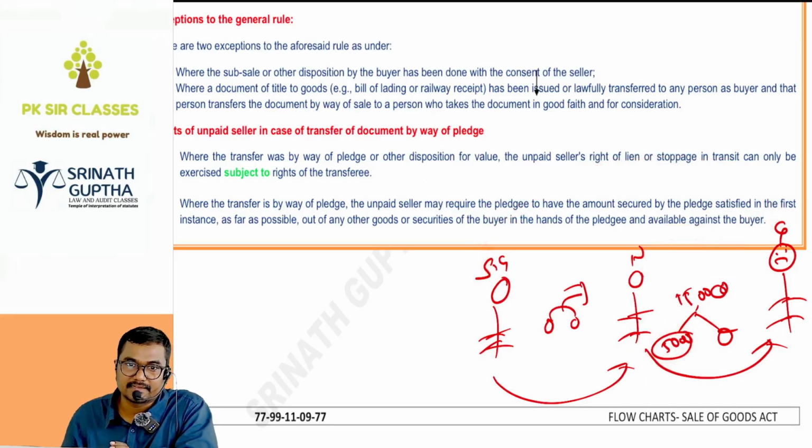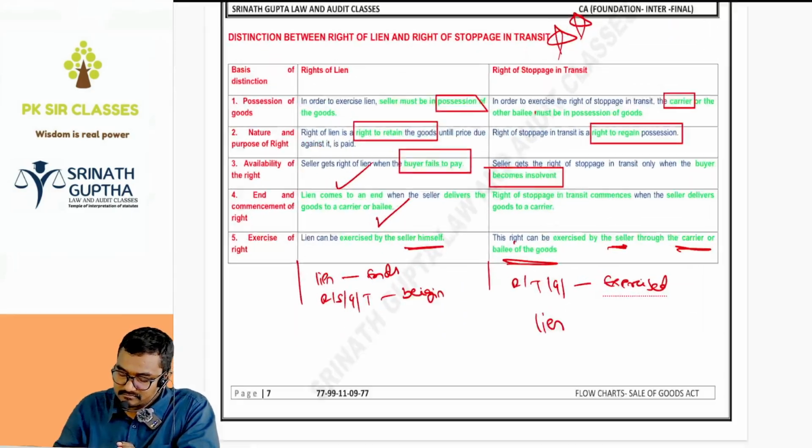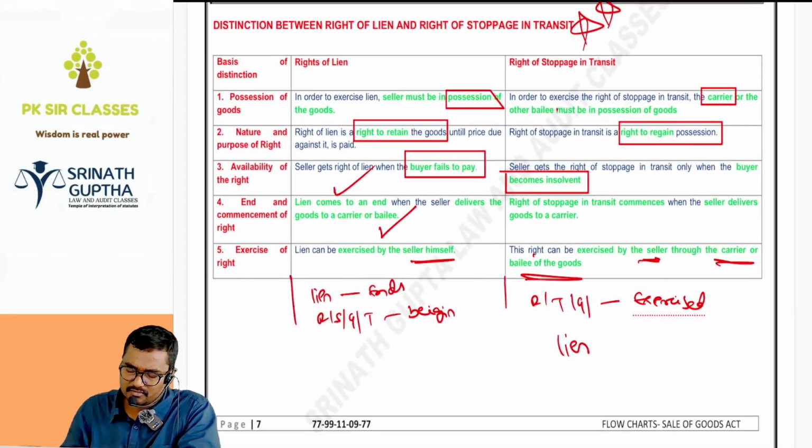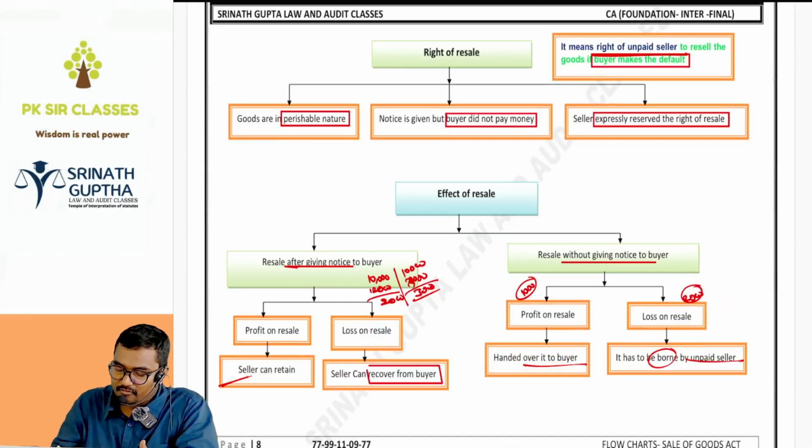Next, this one is important, but right of lien and right to stoppage of goods in transit are easy. Right of resale. Next one is right of.